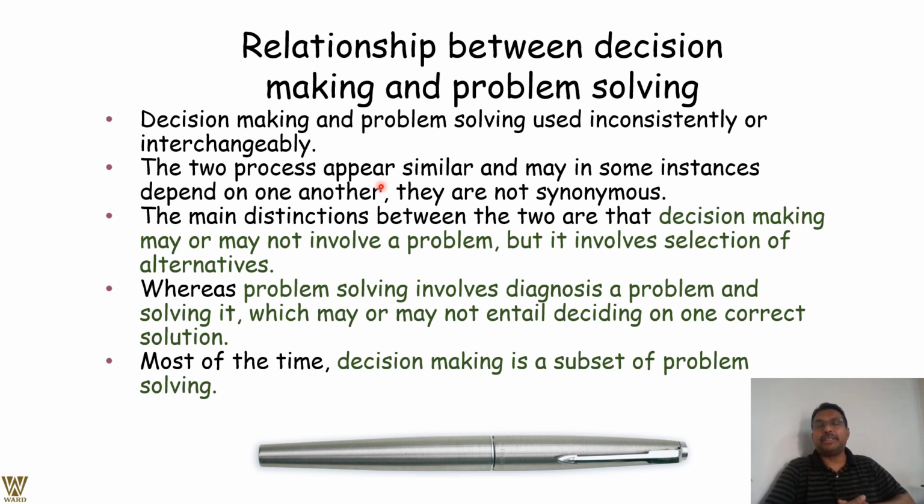The main distinction between the two is that decision making may or may not involve a problem, whereas it involves a selection of an alternative. Problem solving also has a selection of alternatives, but decision making may not be because of problems only. Whereas problem solving involves diagnosis of a problem and solving it, which may or may not entail one correct solution, one correct option, one correct alternative. Most of the time, decision making is a subset of the problem solving process.